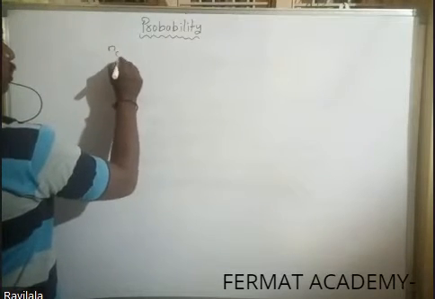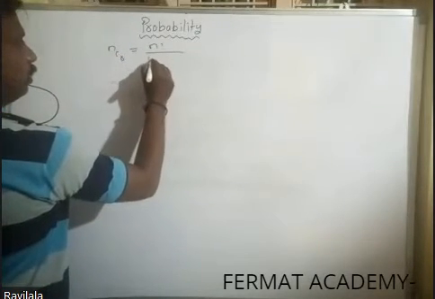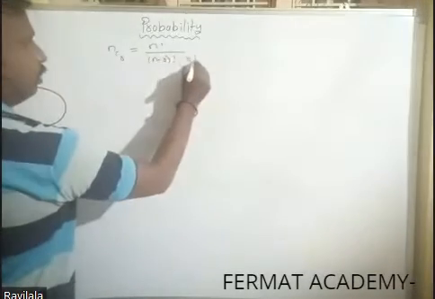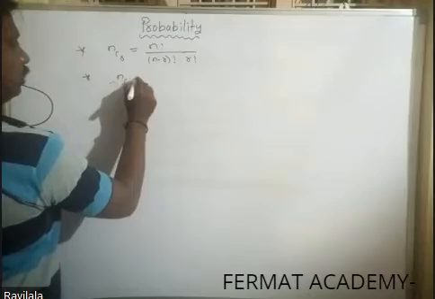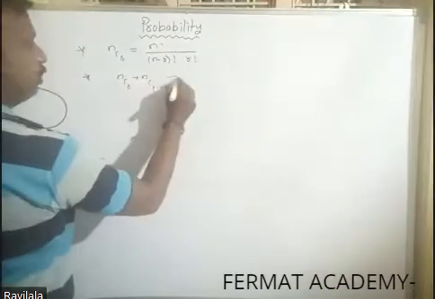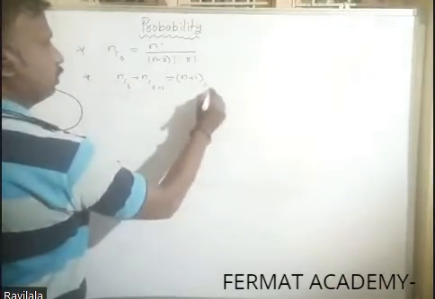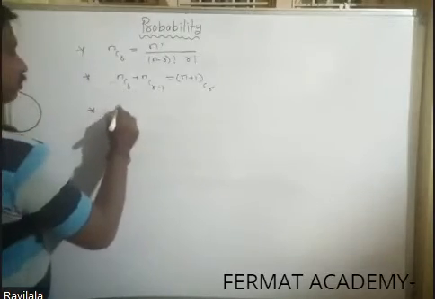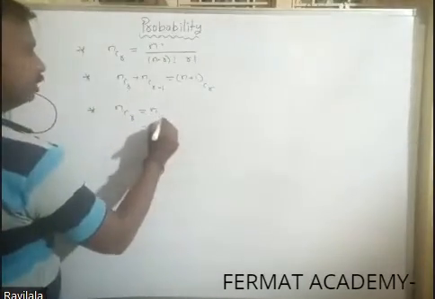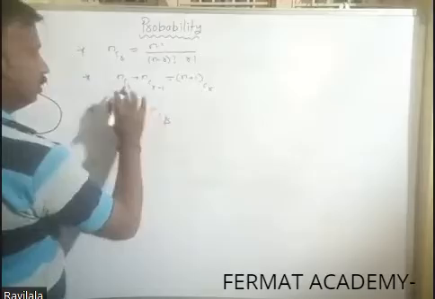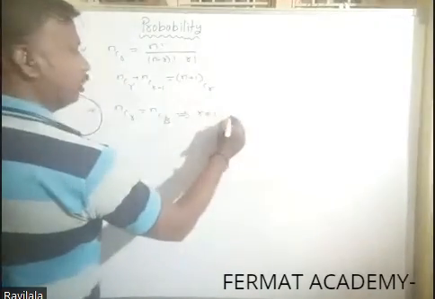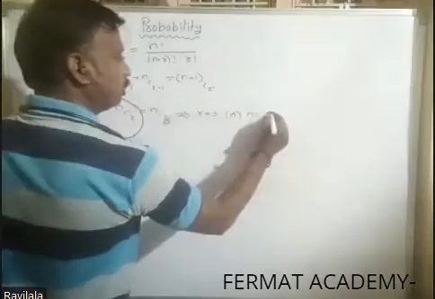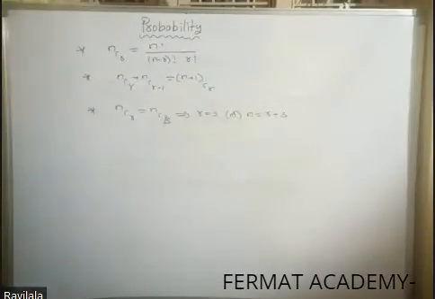First one, nCr is equal to n factorial by (n minus r) factorial into r factorial. And second one, nCr plus nCr minus 1 is equal to (n plus 1)Cr. And third one, nCr is equal to nCs. It's very, very important. nCr is equal to nCs implies either r is equal to s or n is equal to r plus s.